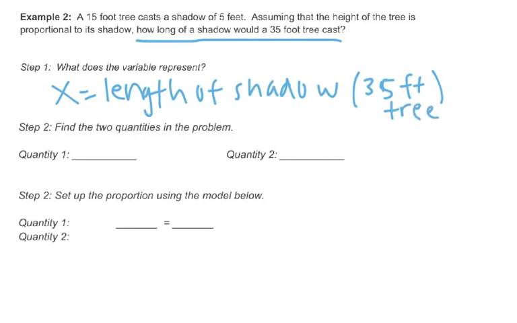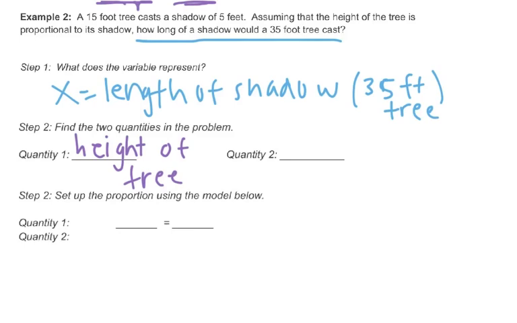Okay, step 2, it says, find the two quantities in the problem. Now, quantities kind of represents the two topics that it's talking about in the problem. So we can see the problem has this trend. It's saying the height of a tree, right? And then what else is it talking about? It's talking about the tree's shadow. So we can say quantity 1 represents height of tree.